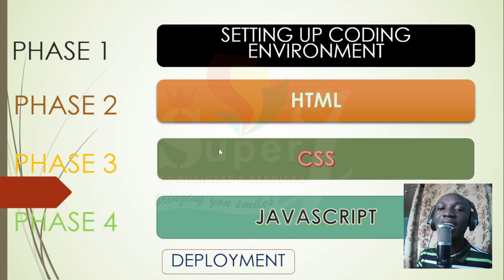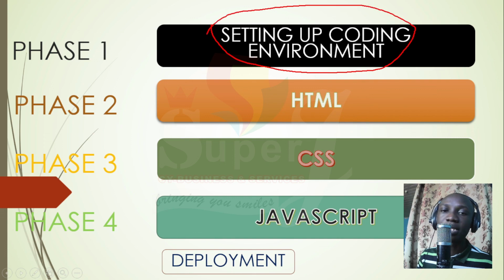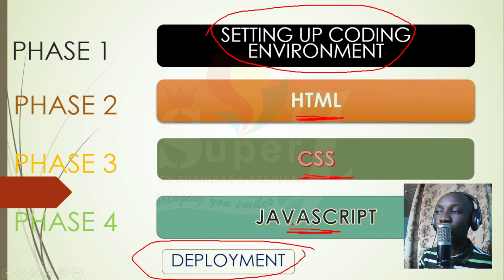There's a whole lot of things that you're going to be doing. I've partitioned this course into phases. In the first phase, we are going to be setting up the coding environment. So we are going to be downloading and installing all the software that we are going to be using for our coding, and then everything will be set. We'll also be having a question session, so don't forget to join. Then at phase 2 we'll be looking at HTML, phase 3 CSS, phase 4 JavaScript, and then finally we'll be doing the deployment. So that is how it is going to be.